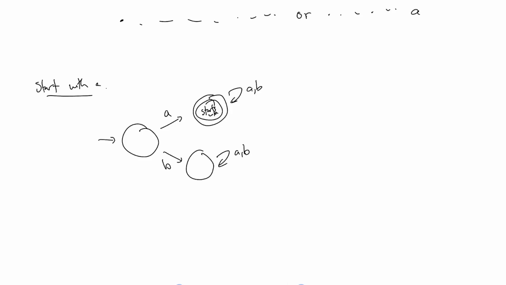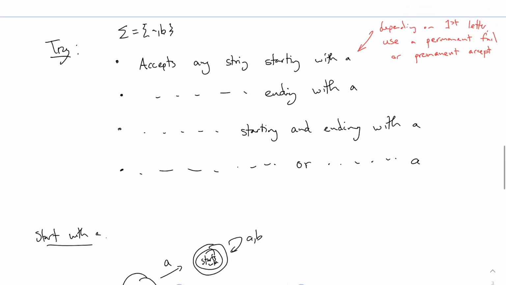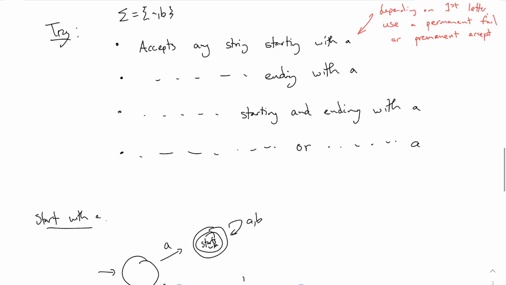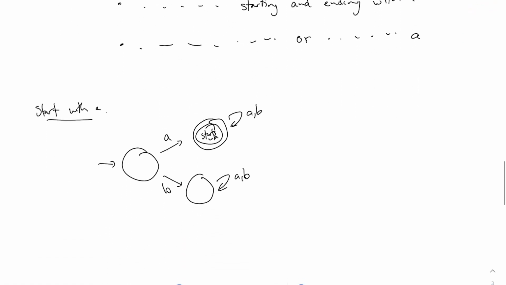This is what I was trying to say. Depending on the first letter, use a permanent failure or a permanent accepting state. This is like a permanent accepting state: no matter what happens here, it will always be accepted. And this is a permanent failure: no matter what happens, it will always be rejected. All right? I hope this makes sense to folks.